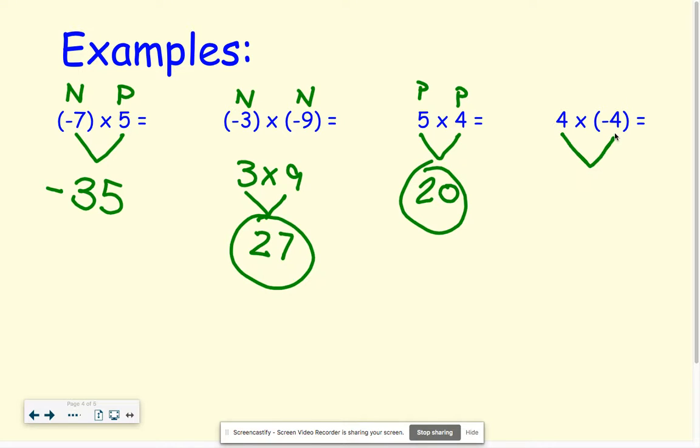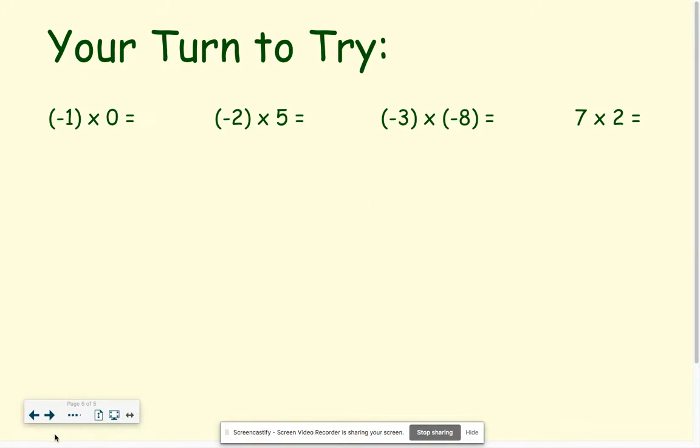We can do 4 times 4 because it doesn't matter the symbols right away, and we get 16. Now we look at the symbols. We have a positive and we have a negative. Because we have an odd amount of negatives, our answer becomes negative. So again, if you have an odd amount, it stays negative. If you have an even amount, it becomes positive. Now it's your turn to try. Give these a shot. Pause the video. Resume it when you feel like you have the answers to see if you're correct.